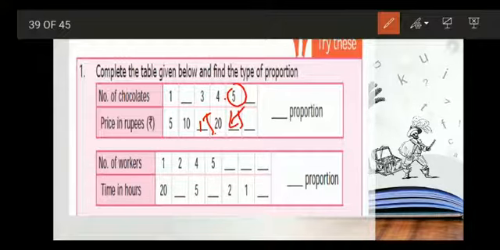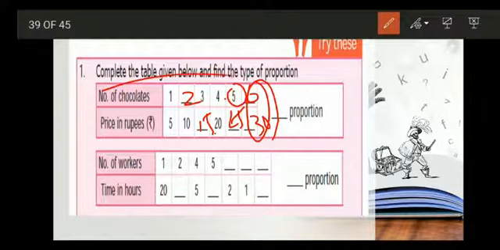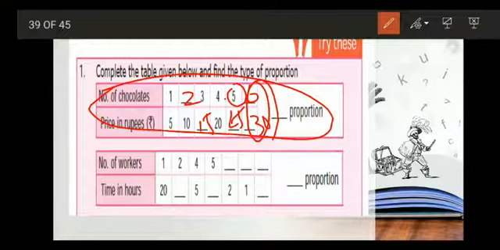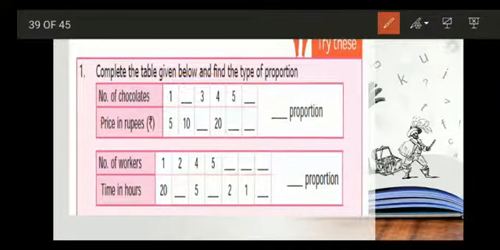What will be the next column here? Here we have 1, 2, 3, 4, 5. The next one will be 6. Right. So 6 5s are 30. And these quantities are in direct proportion. Now see the second table. In the second table, number of workers and time is compared. Number of workers and time to complete the work is related.